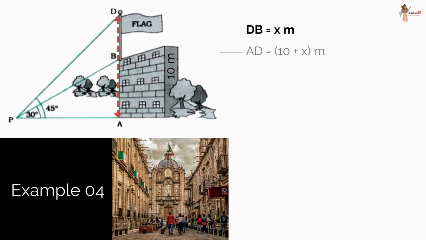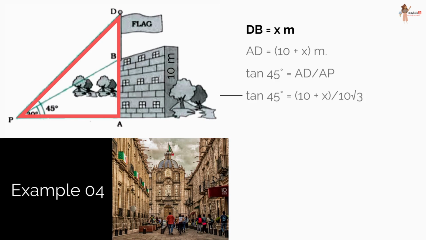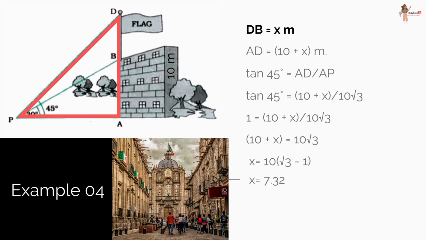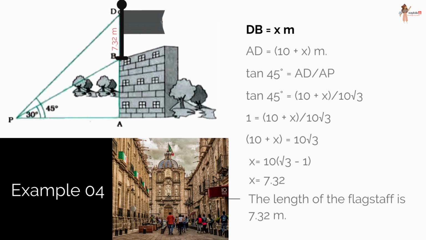Next, let us suppose DB is equal to x meter. Then AD would be 10 plus x meters. Now in right triangle PAD, tan 45 degree would be AD upon AP. So 1 is equal to 10 plus x upon 10 root 3. That means 10 plus x is equal to 10 root 3. And hence x is equal to 10 times root 3 minus 1, which is approximately equal to 7.32. So the length of the flagstaff is 7.32 meters.